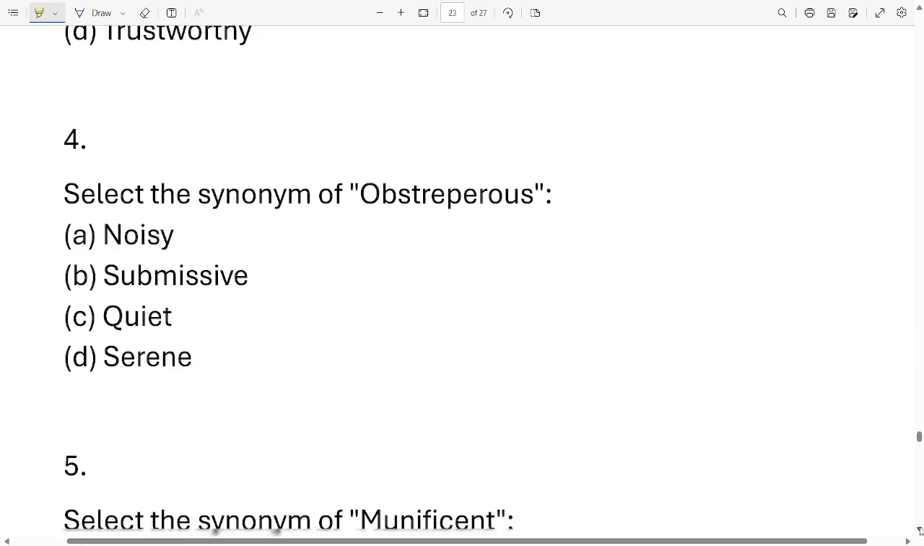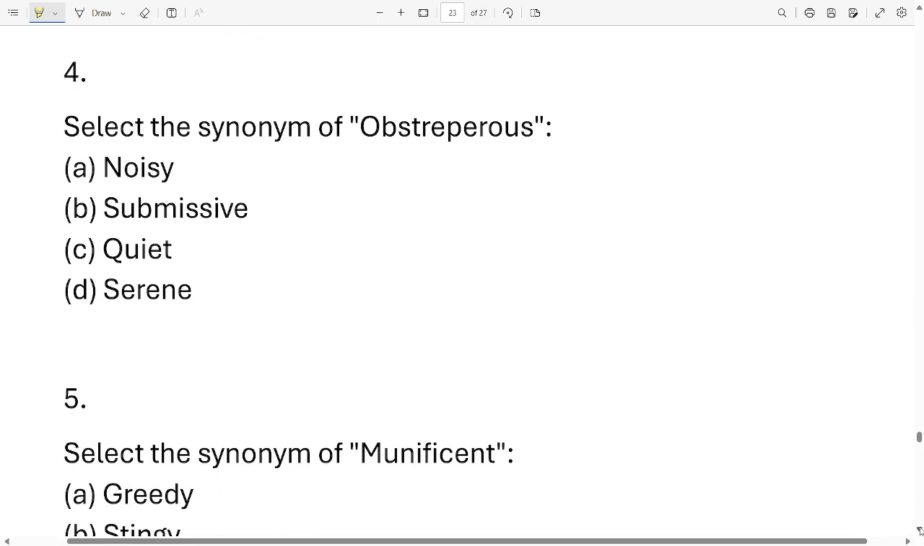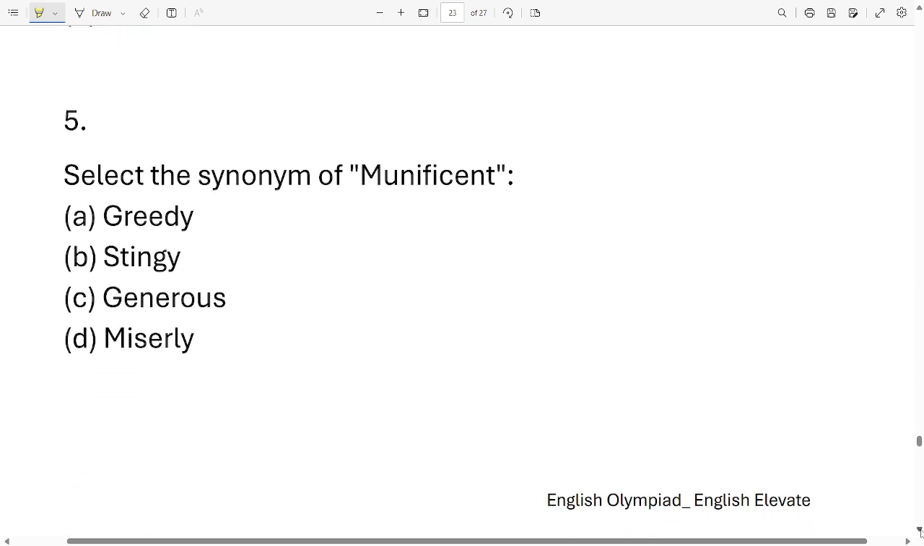Okay. Next one. Select the synonym of obstreperous. The options are noisy, submissive, quiet, serene. Which one is it? It is option A, noisy. Next one is select the synonym of munificent. Greedy, stingy, generous, miserly. These are the 4 options. Which one is correct? It is option C, generous.